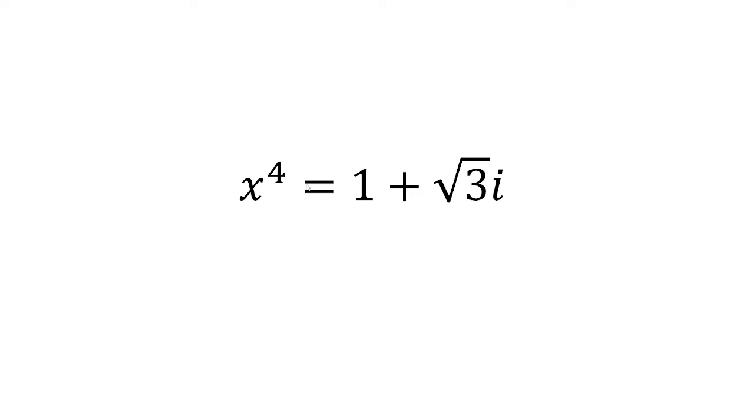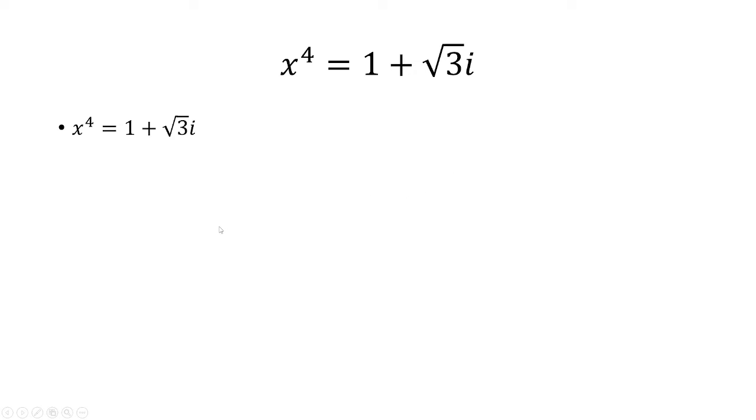Let's solve x to the fourth is equal to 1 plus the square root of 3 times i. I'm going to multiply 1 plus root 3 i by 2 over 2. And the reason I'm going to do that is because I want to get 1/2 and root 3 over 2.